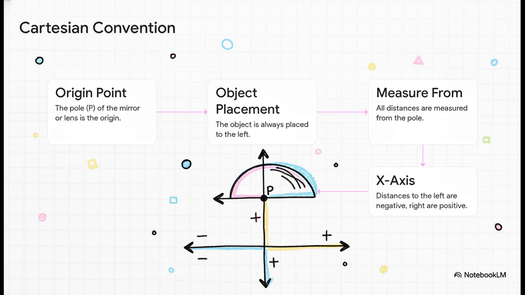It's super simple. Everything, and I mean everything, starts from the center of the mirror or lens. We call that the pole. Rule number 1, we always put the object on the left. Rule 2, all our measurements start from that pole. This means any distance to the left is negative and any distance to the right is positive. And finally, anything above that center line is positive, anything below is negative. That's it. That's the whole framework.